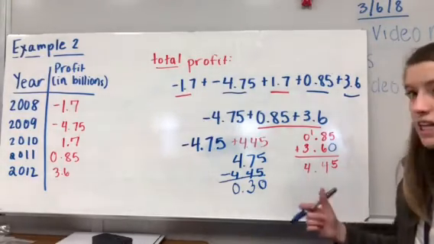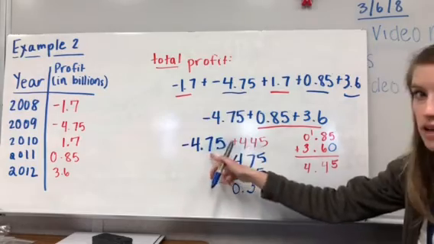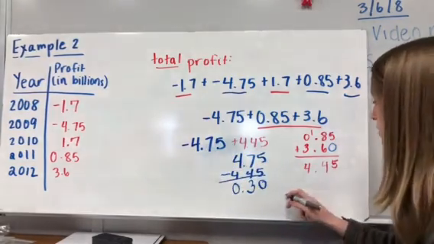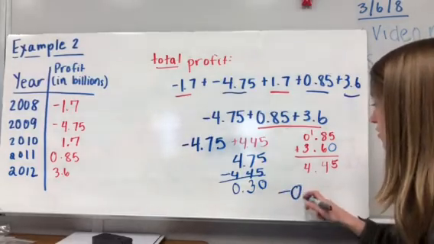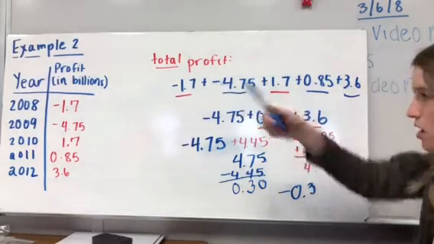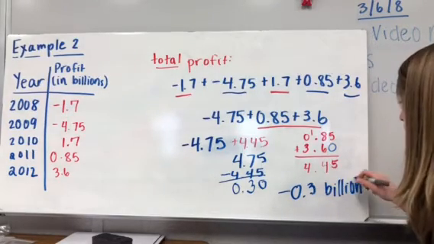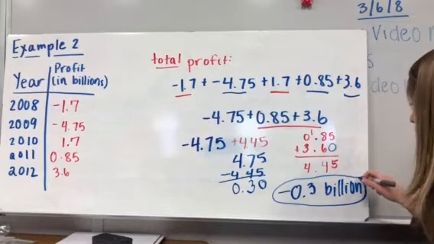I'm almost to my final answer. I go back and look at this. It has a bigger value than this. Therefore, I keep the sign of the negative. So my final answer would be negative 0.3. Look back at the problem. All of those are in billions. So my final answer is negative $0.3 billion.